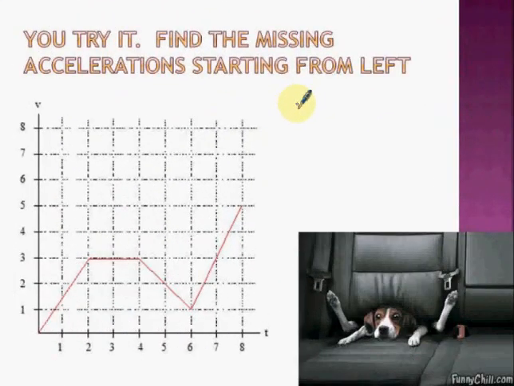Alrighty, so I assumed you paused the video and attempted it, and we're going to find the acceleration between 0 and 2 seconds. And that's a slope of 3 over 2, and that would be 1.5 some kind of units. And for units, I'll just go ahead and use meters per second for velocity.